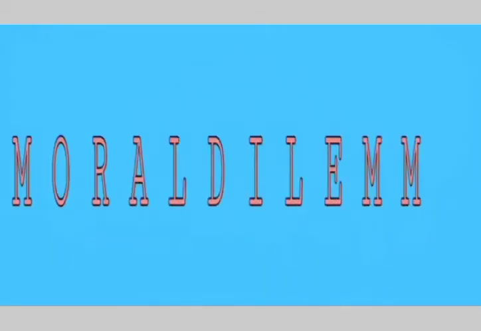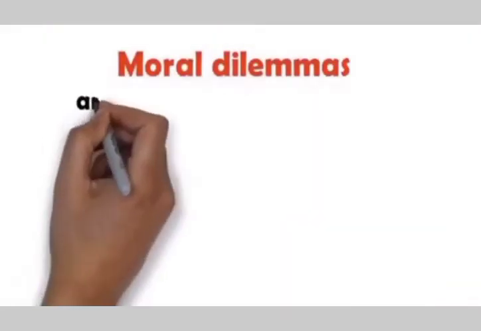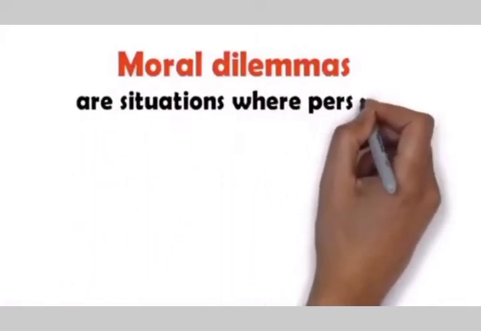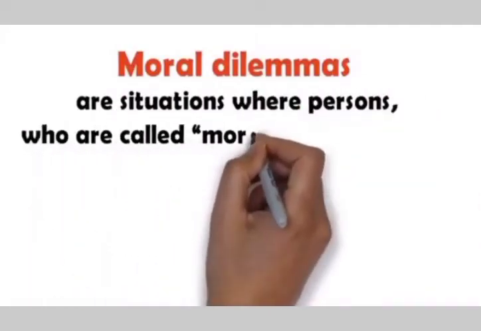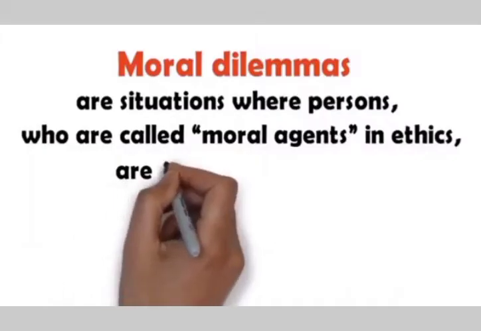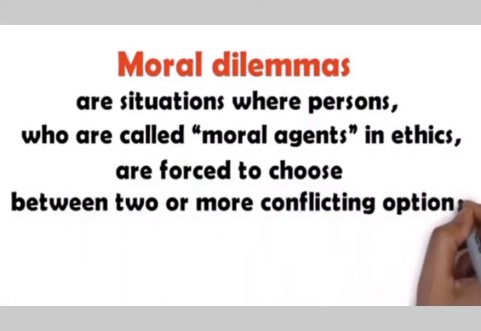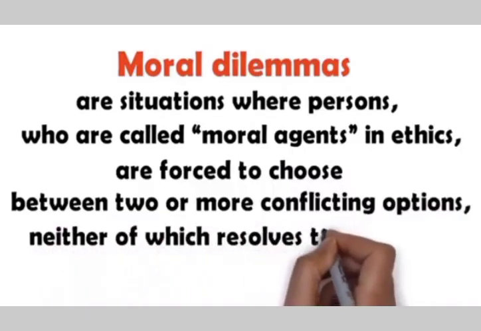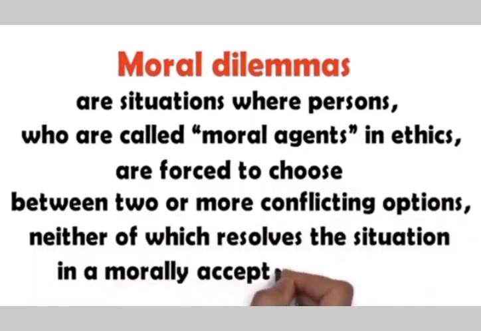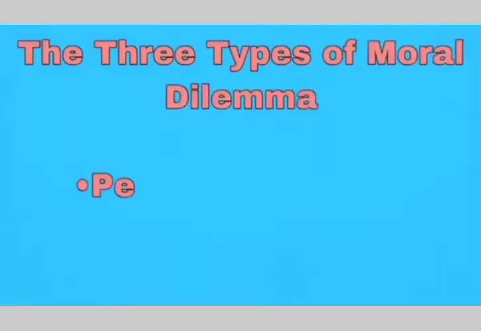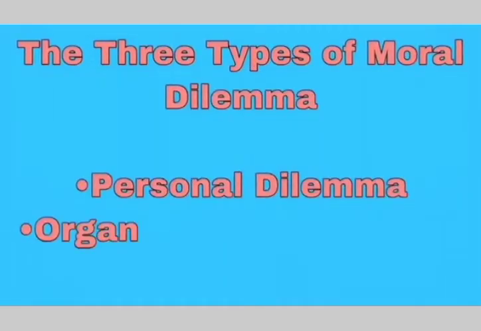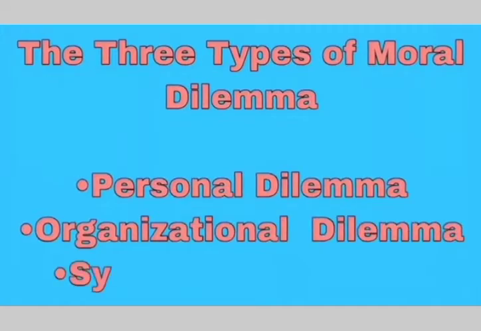Moral dilemma. Moral dilemmas are situations where persons, who are called moral agents in ethics, are forced to choose between two or more conflicting options, but neither of which resolves the situation in a morally accepted manner. The three types of moral dilemmas: personal dilemma, organizational dilemma, and systematic dilemma.